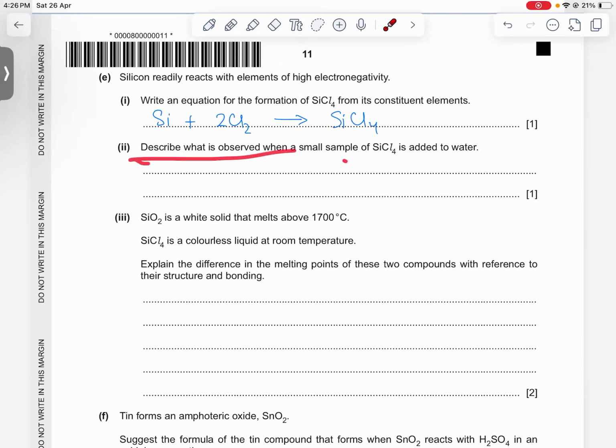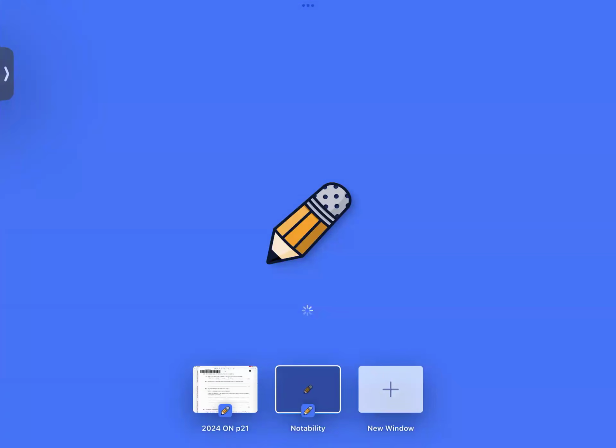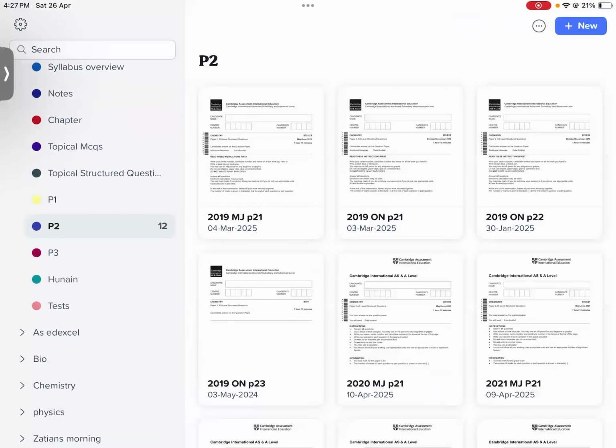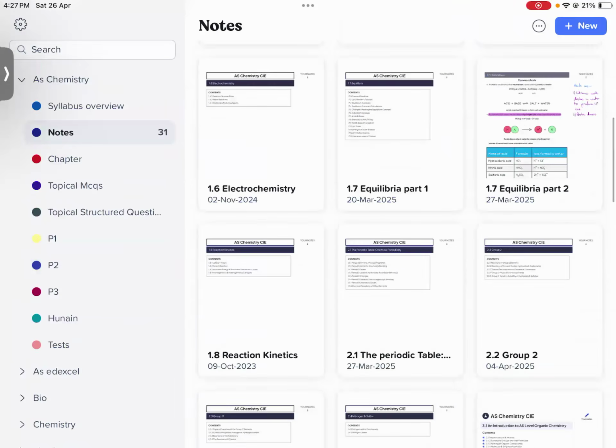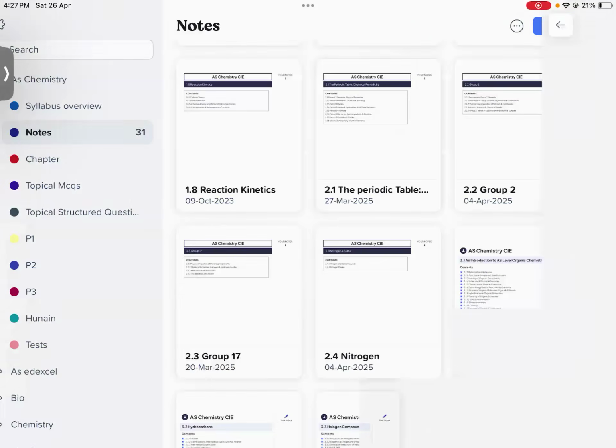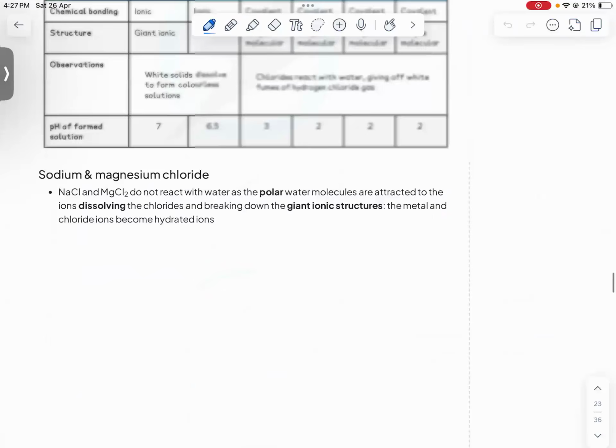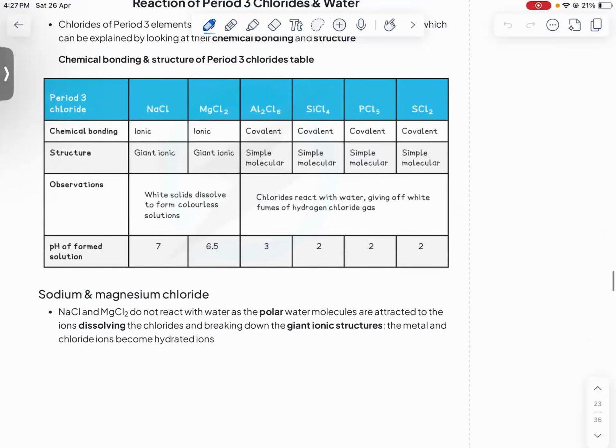Describe what is observed when a small sample of SiCl4 is added to water. A trend that we should remember: whether it is SiCl4, whether it is even Al2Cl6, it is all written in your group 17 chapter, or is it written in the periodicity chapter? Let me just confirm. I think it was written in the first one, the periodicity chapter. Yeah, right here. Look, whether it is aluminum chloride, silicon chloride, phosphorus, sulfur: Al2Cl6, SiCl4, PCl5, or SCl6.